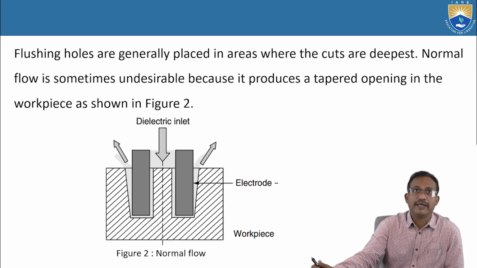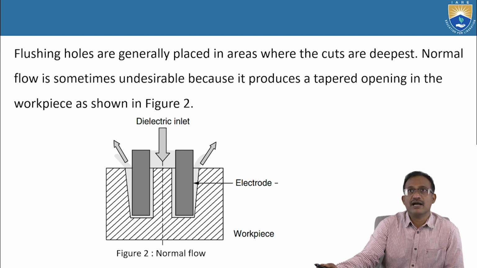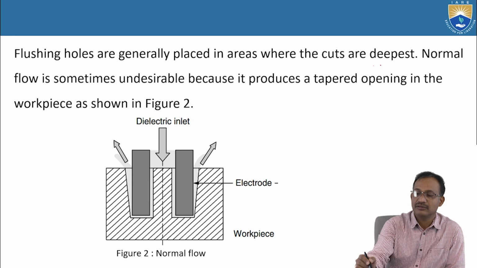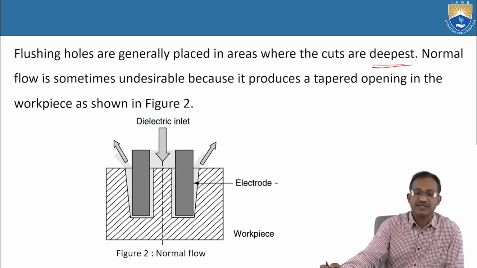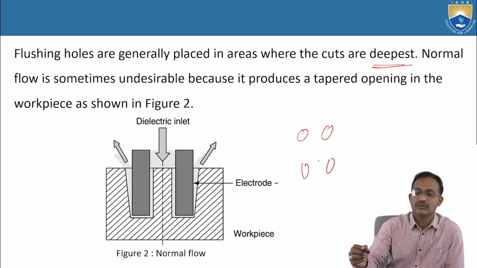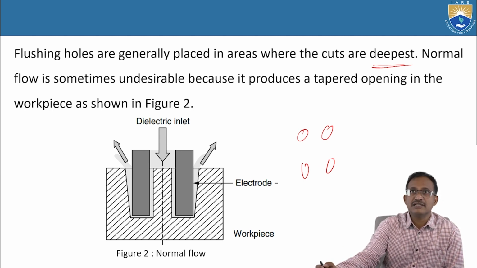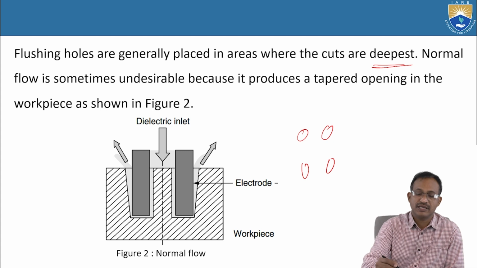We continue. Flushing holes are generally placed in areas where the cuts are deepest. Normal flow is sometimes undesirable because it produces a tapered opening in the workpiece. So here you can look at this tapered opening.